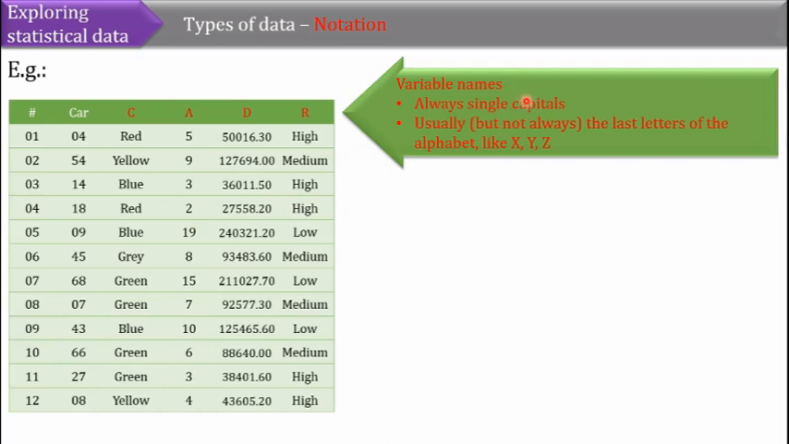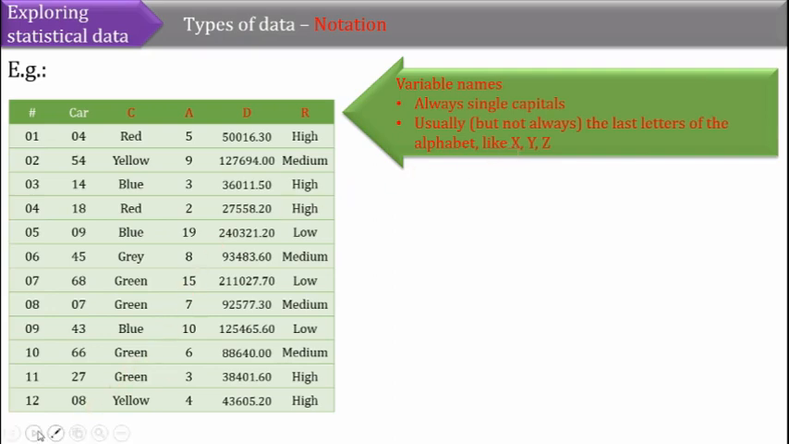Now, variable names are always single capital letters, and usually, but not always, like in my case, it's the last letters of the alphabet, X, Y, and Z. So you're going to see this a lot. Capital X or capital Y or capital Z. When you see that, you must associate it with all possible values that that variable can take, because it's a name. It tells us the name of the variable and it refers to all possible values.